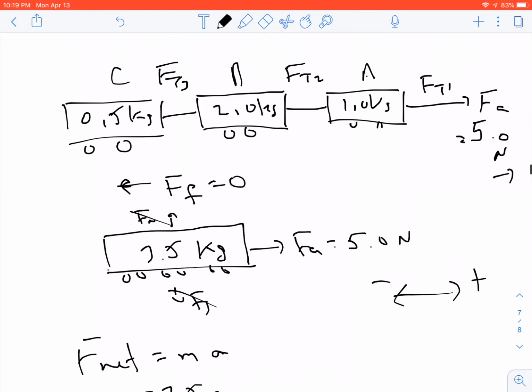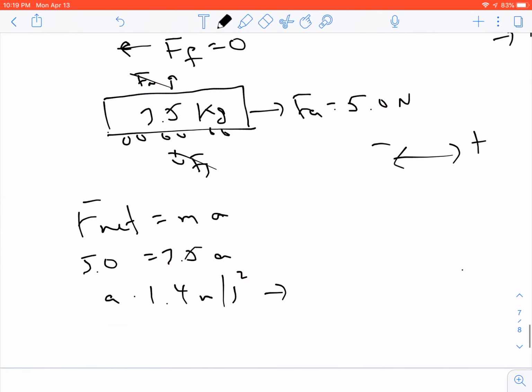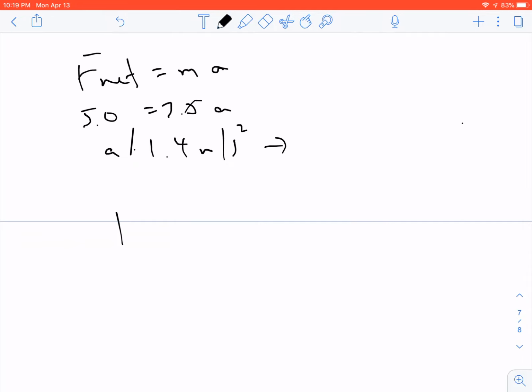So if I was going to draw a free body diagram for cart C, here's cart C. It has a mass of 0.5 kilograms. It only has one force acting on it, which is FT3, string 3 pulling on it. That's the only force acting on C. Gravity and the normal cancel each other out, so I'm ignoring them.